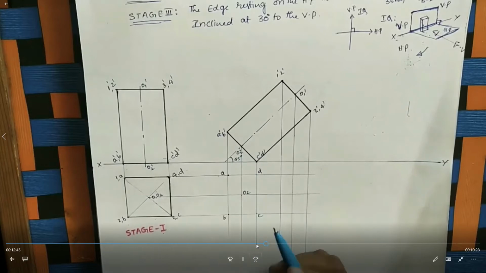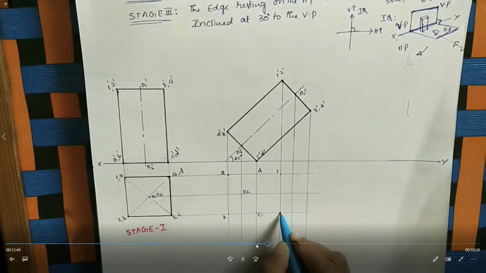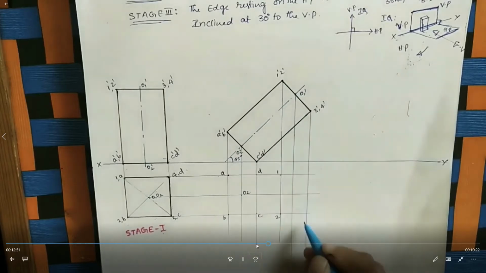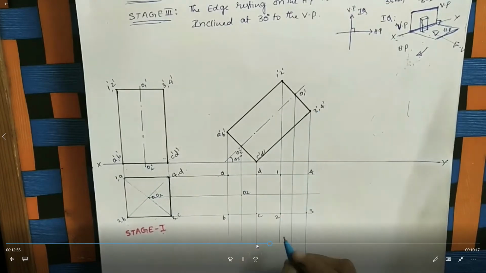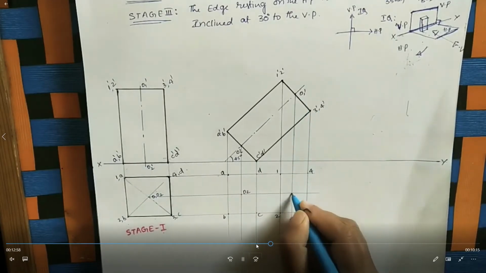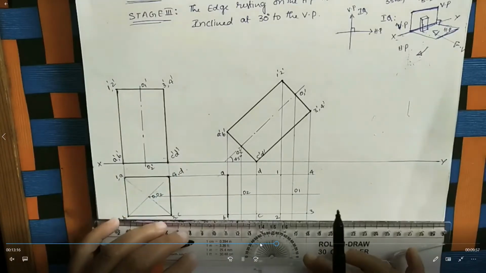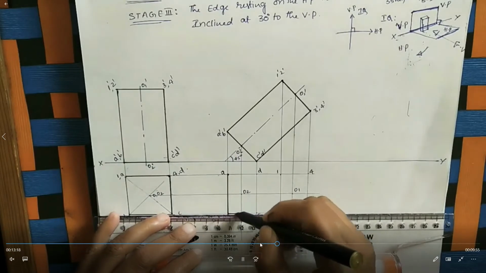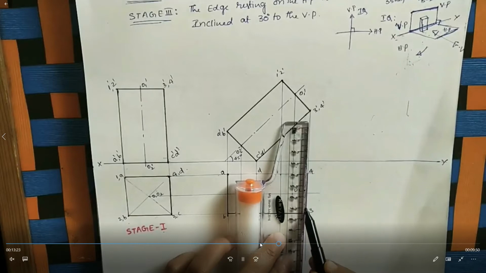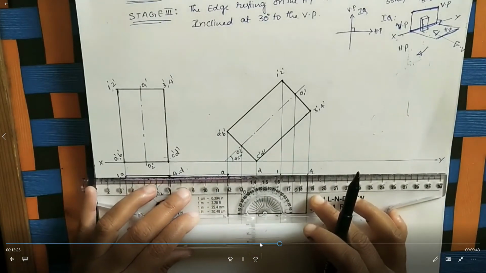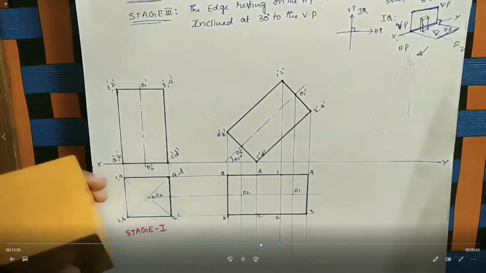That is the axis point, the center point. 1, 2, 3, 4. Now you join all the points with the help of the scale here. Now you join in this way. Okay.